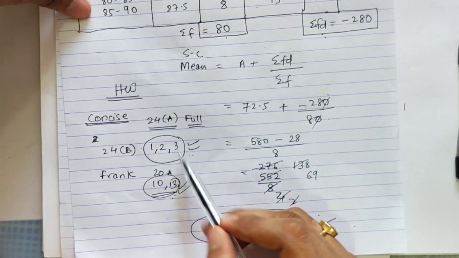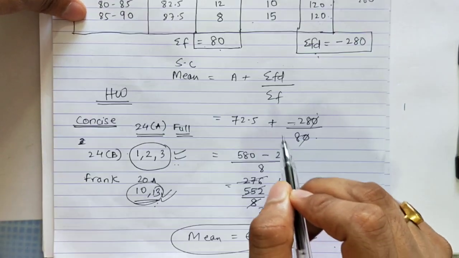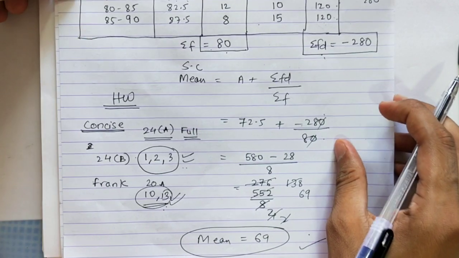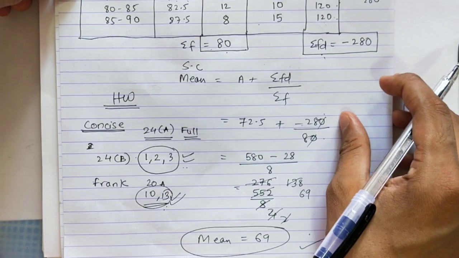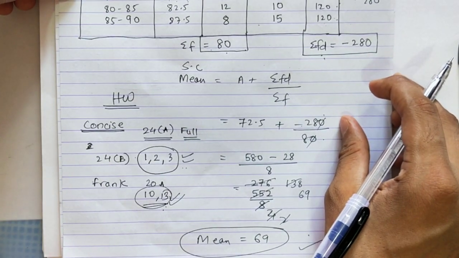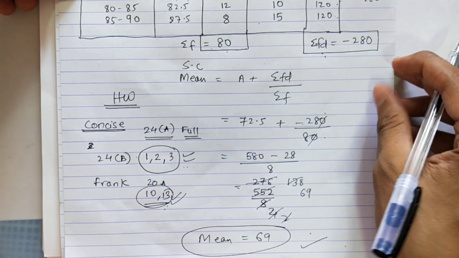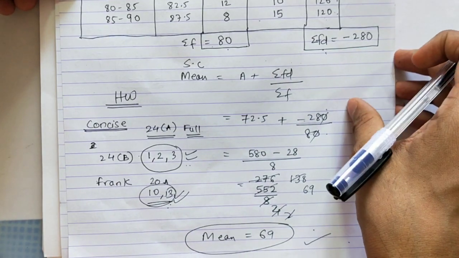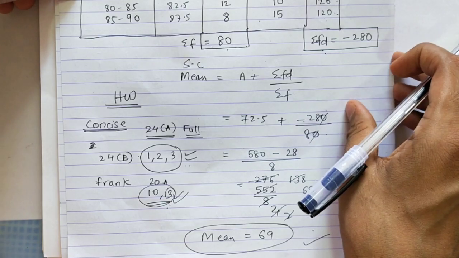Then I gave you a few sums for practice from here. Now let's do some more sums based on the shortcut method and direct method. Then if time permits, we'll do the step deviation method also today.